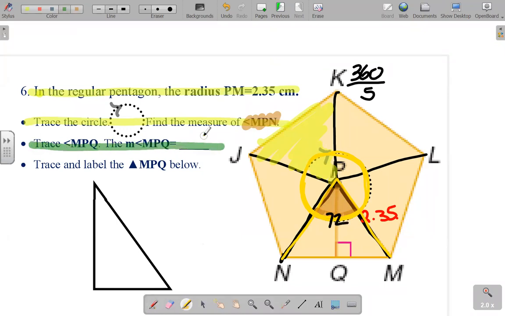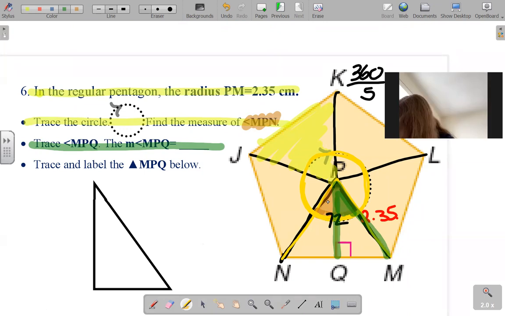The next step, Brianna, read the green. Trace angle. So now we're finding MPQ, which is that green angle. You've got 10 seconds, go. Srijay, what is that green angle, sir? Srijay, what's that green angle? I'm a little behind right now.